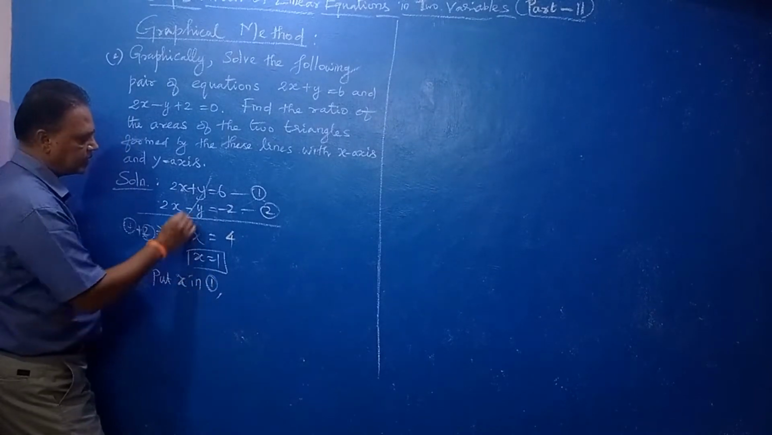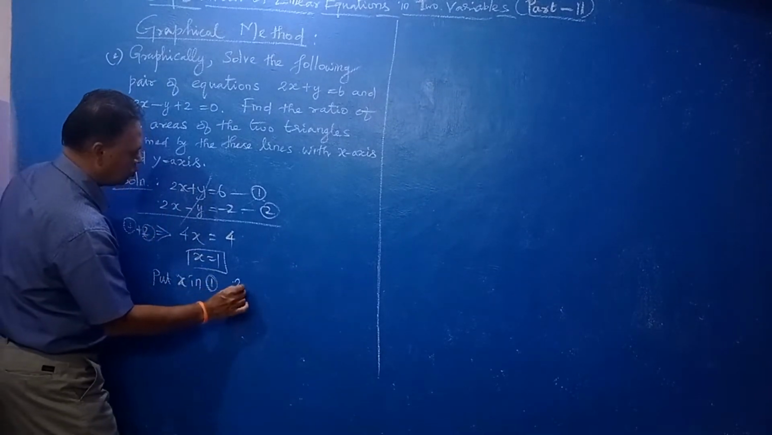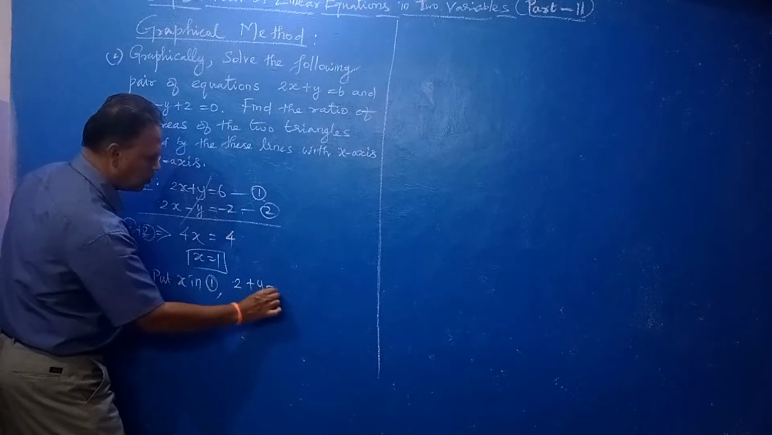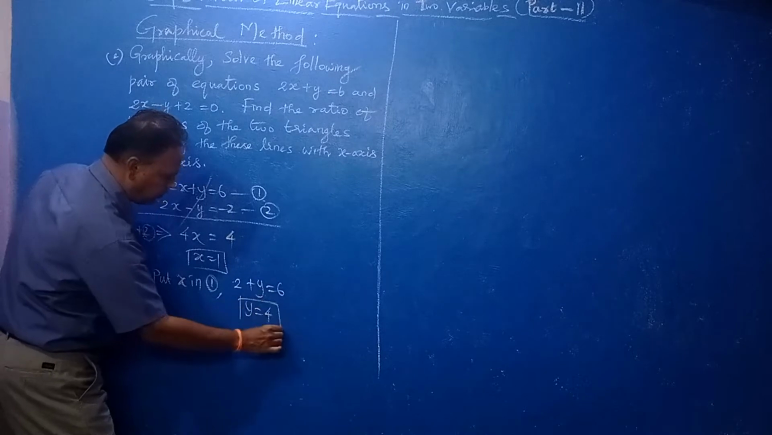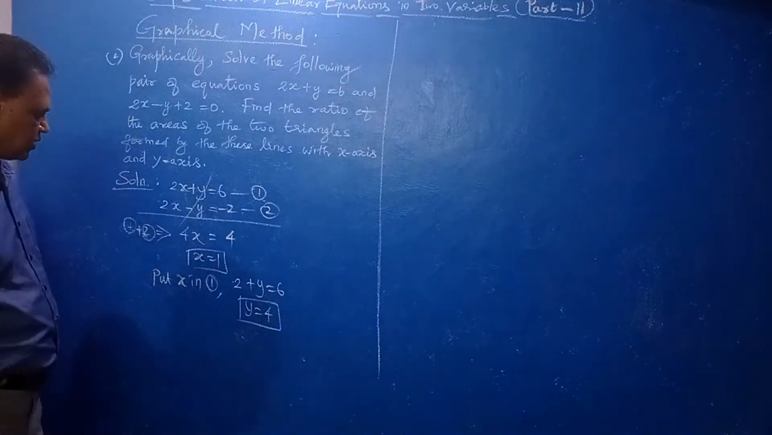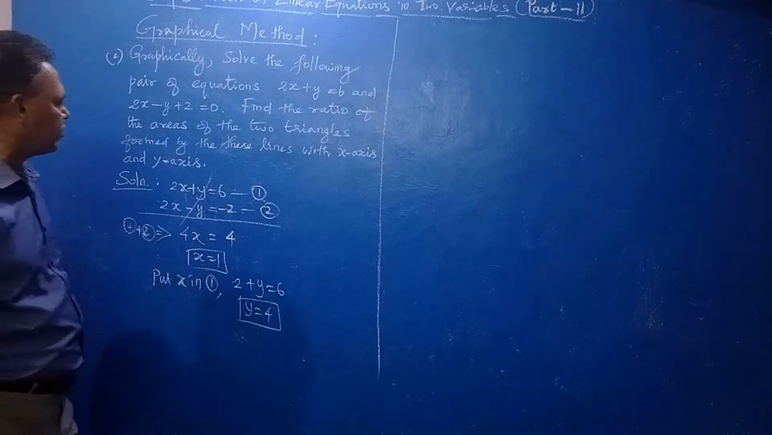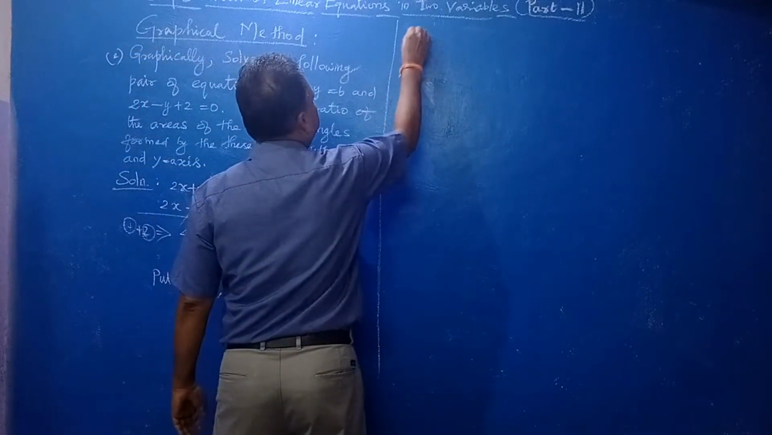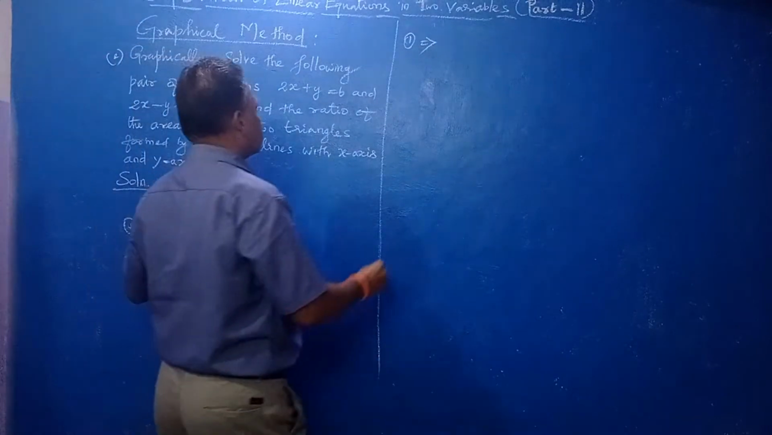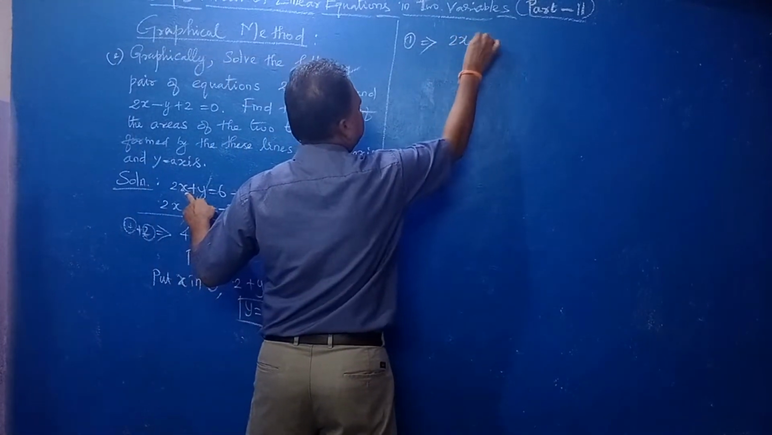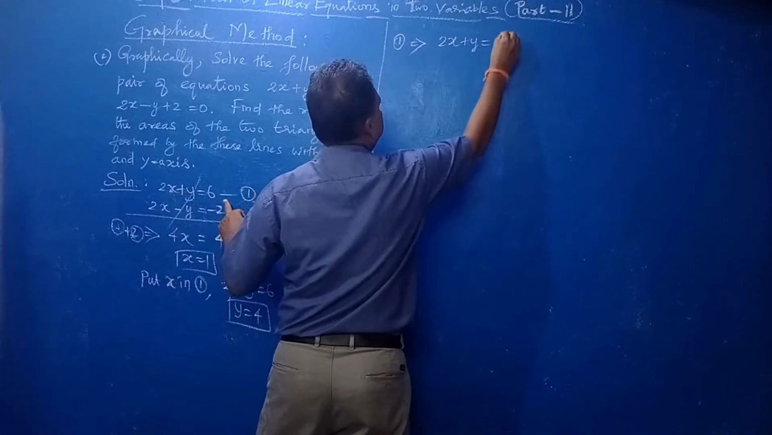So what you will get? 2 into 1, 2 plus y equal to 6. Therefore, y equal to 4. So you will get one pakka solution. Okay. Now equation number 1 you take, 2x plus y equal to 6. Find out the solutions.